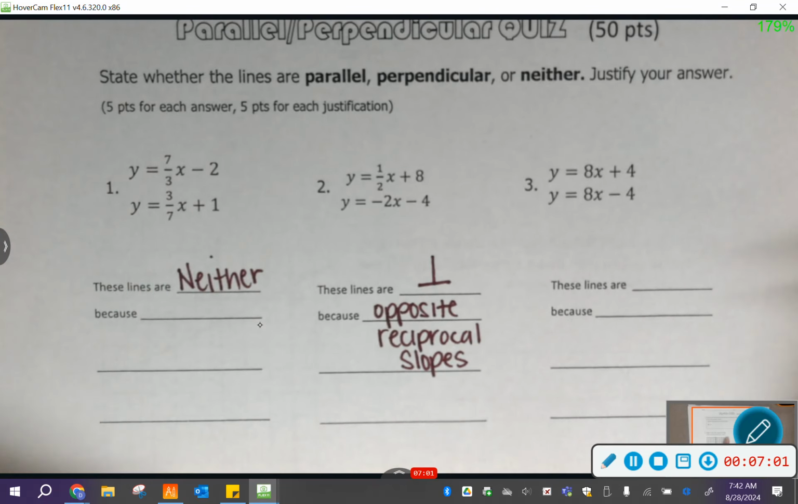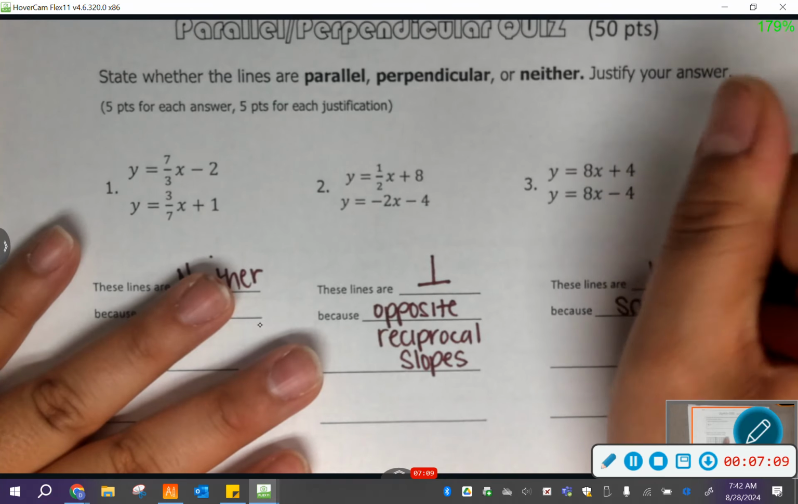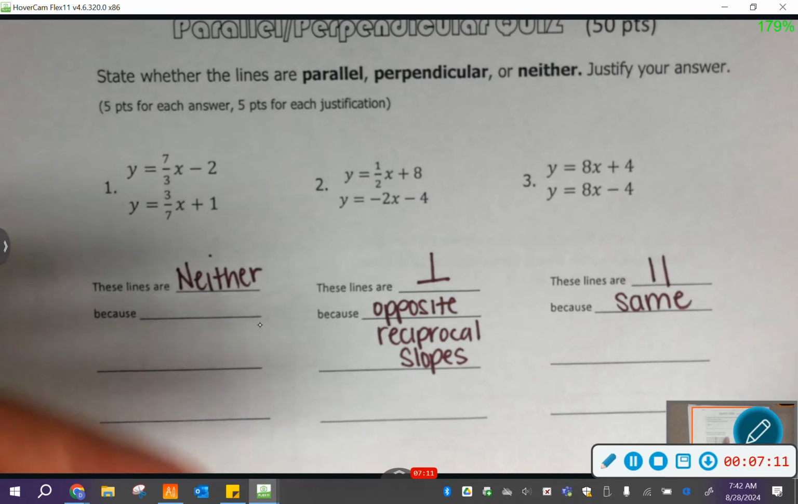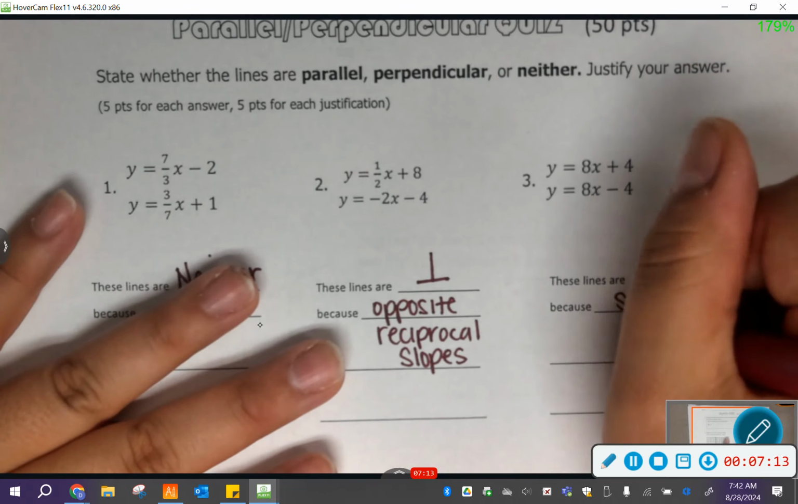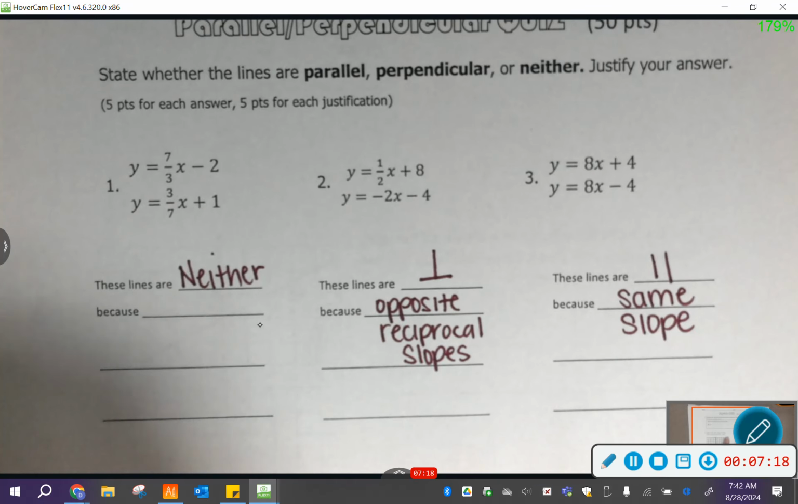Last one. These lines are parallel. Why are they parallel? If you wrote they're the same, what's the same? Slope. You had to write the slopes are the same. Okay? He didn't put slope and I didn't count off. That's okay. I'm not going to take it off.